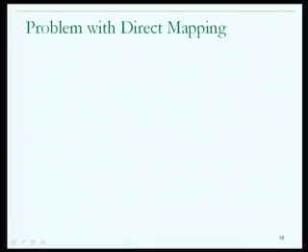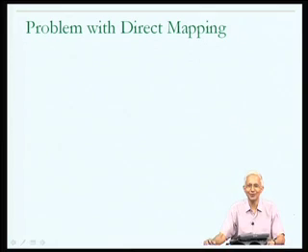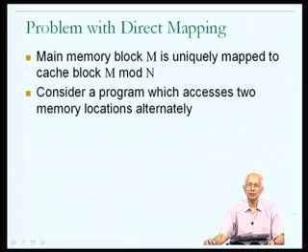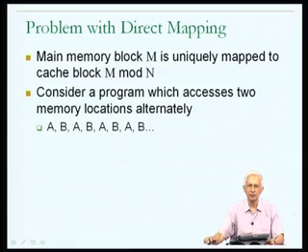Okay, now there is of course a problem with direct mapping, otherwise there would not be alternatives at the disposal of the cache designer, and the main problem arises from the mapping function. Basically, if main memory block M is uniquely mapped to cache block M mod n, where n is the number of blocks that can be contained in the cache, then we have this problem that there would be many main memory blocks that would actually be contending for each of the cache blocks. And if I consider a program which accesses two memory locations alternately, in other words, first it accesses memory location A, then it accesses memory location B, and so on, as its normal behavior.